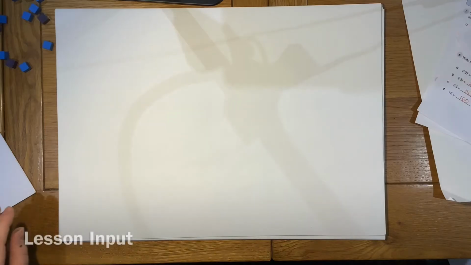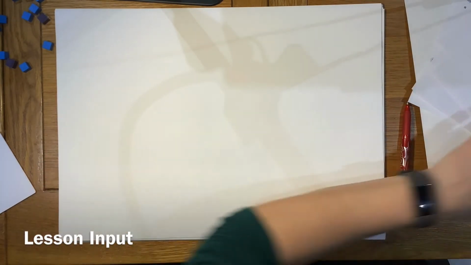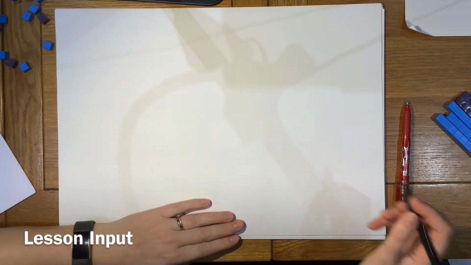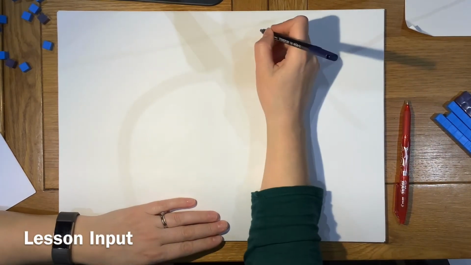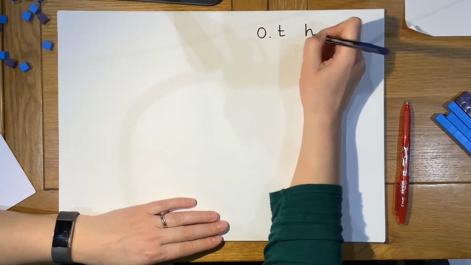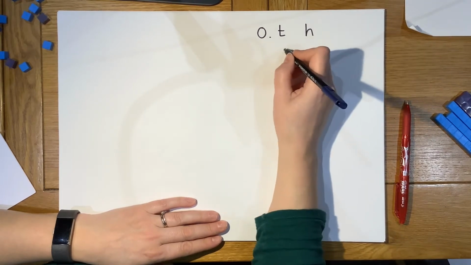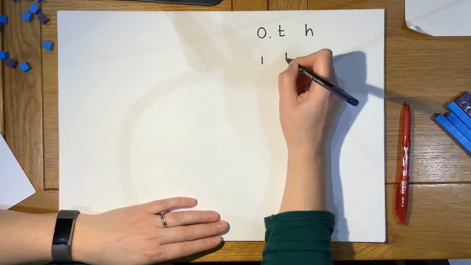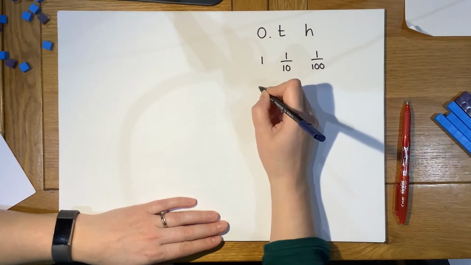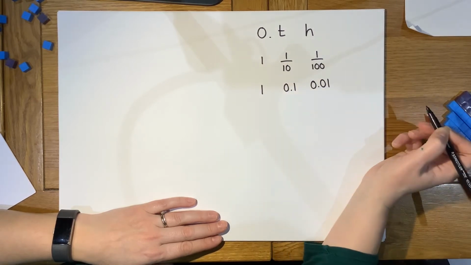Okay, we've done tenths, we've done hundredths. We are going to go one column further over. So I'm sure most of you have already worked out, we have our whole ones. We then have our tenths. We then have our hundredths. What do you think is going to come next? Let's just put it as fractions, ones, tenths, 100ths, or decimals, 1, 0.1, 0.01.